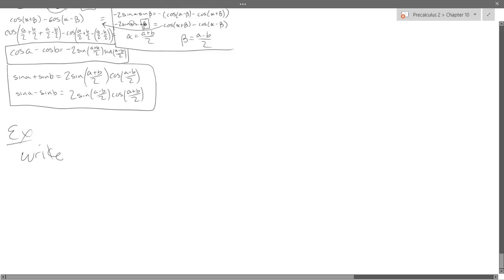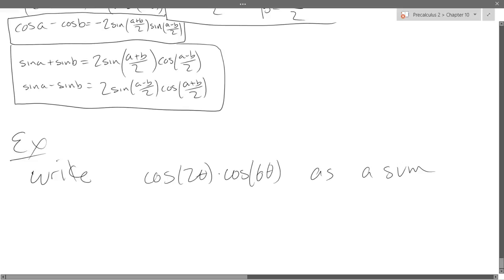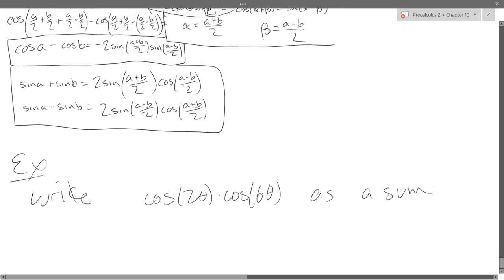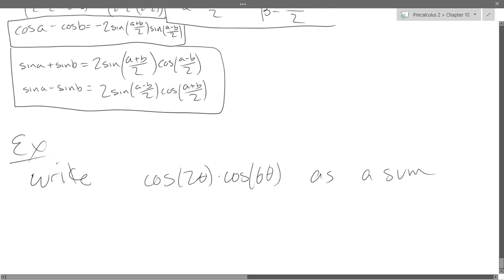So we're going to write, let's do cos 2 theta times cos 6 theta as a sum. So we have a product and we want to write it as a sum. And of course, we're going to use the identities we just got, which are conveniently right above there in your notes, unless you wrote some other stuff in between.